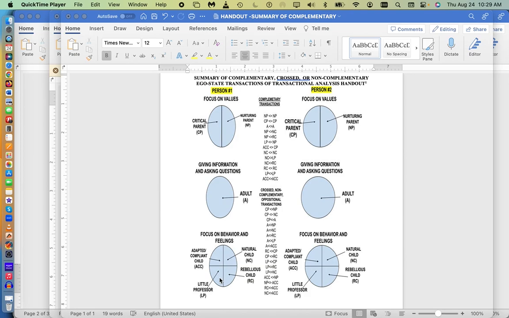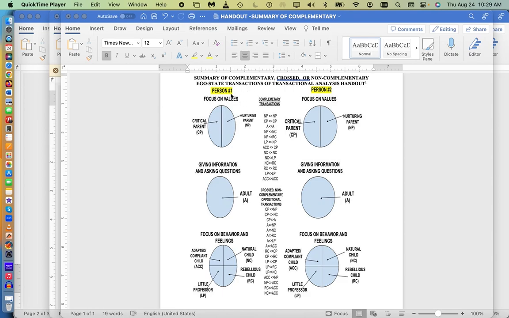Little professor. I'm going to the library and find books and articles about abortions. In fact, I have a friend who had an abortion, and I'm going to invite her and her parents to come here and discuss this matter with you. Now, these 5 interactions between person number 2 and person number 1 are all crossed or non-complementary transactions. They cause conflict, discord, and friction.